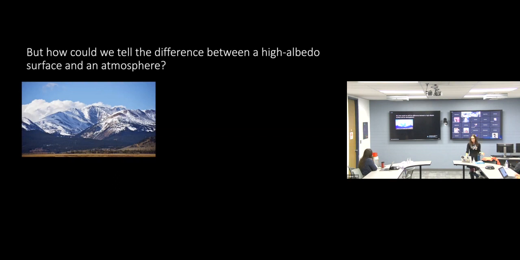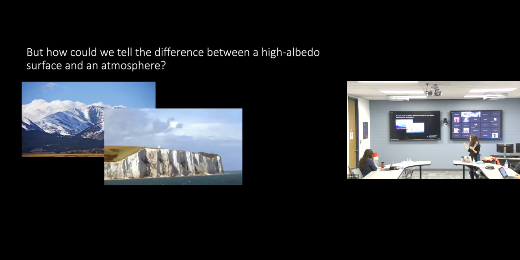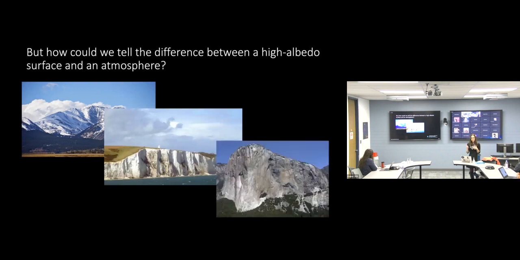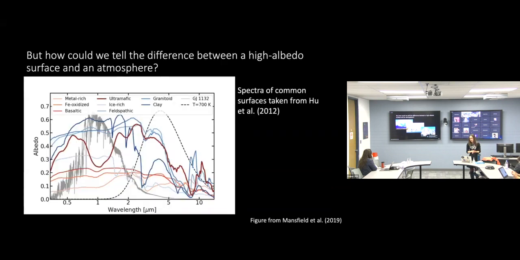We've got things like snowpack, and then rocks like limestone, which makes the White Cliffs of Dover, and granites like this one, which is from Yosemite. And all of these would be very confusing for us to tell the difference between one of these surfaces or an atmosphere with high albedo clouds. So what we did is we looked at spectra of all the different mineral types that commonly make up the surfaces of rocky bodies in the solar system. And we looked at what albedos each of these surfaces have when we put them on a planet around an M-dwarf, to see how well we could tell the difference between a high albedo surface and an atmosphere, and in what conditions we'd be able to make that distinction.